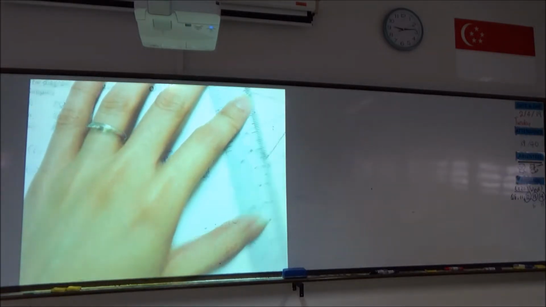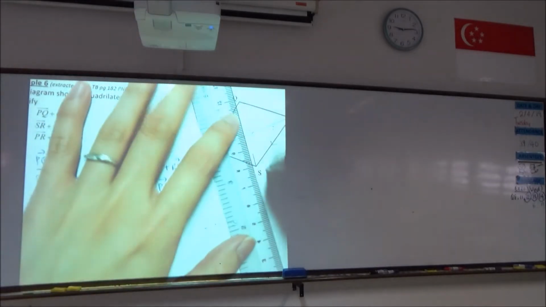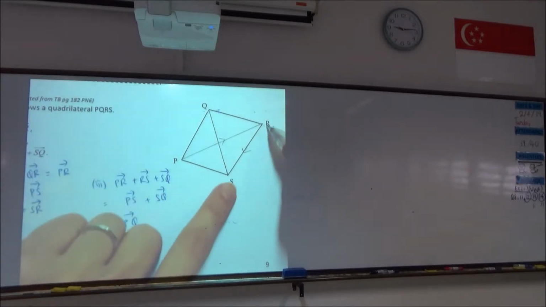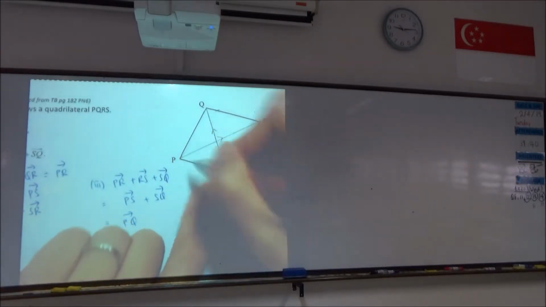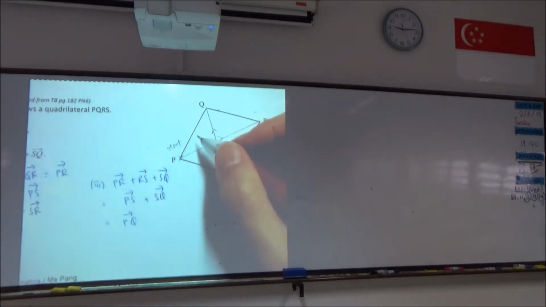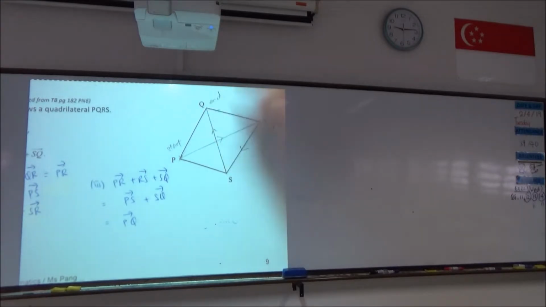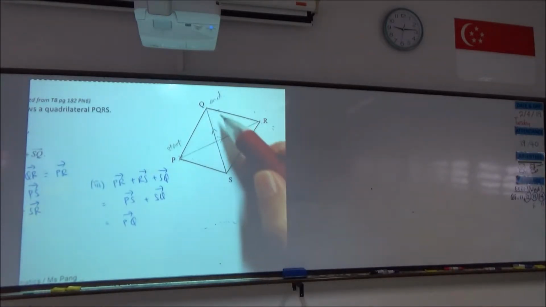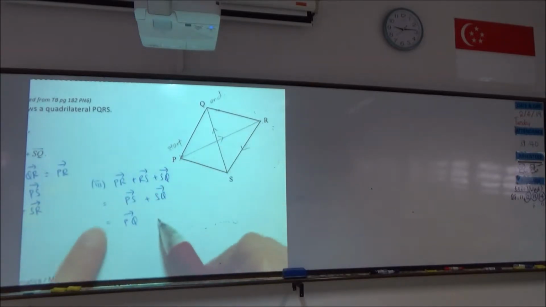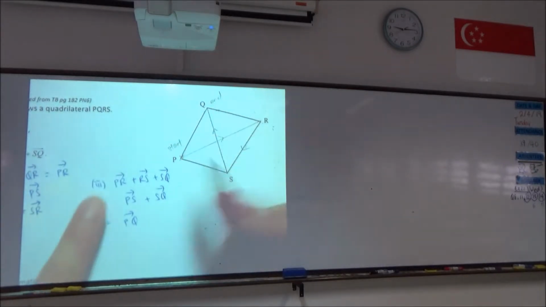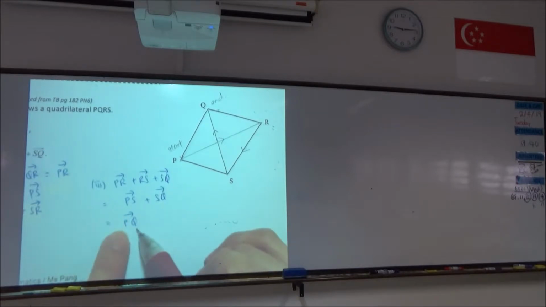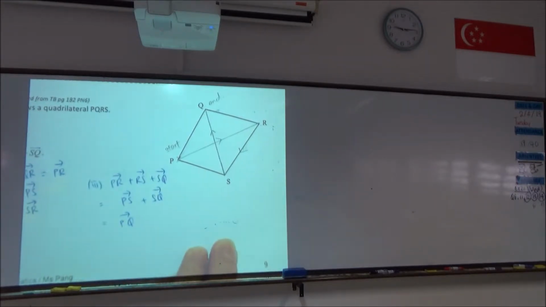Sorry, let me draw the pictures up. PR refers to this one, then RS, and then SQ is over here. If this is the starting point, we see that at the end of this addition we end up over here, so it is the same as PQ. Using this diagram, we can get the answer PQ. But if no diagram is given, we can also understand that these two add up to give us PS, and then PS plus SQ will give us PQ. Any questions?